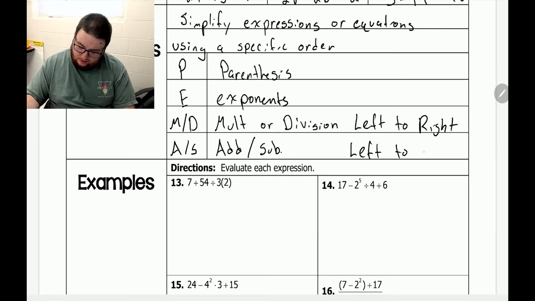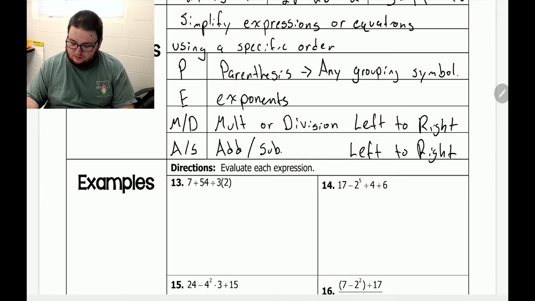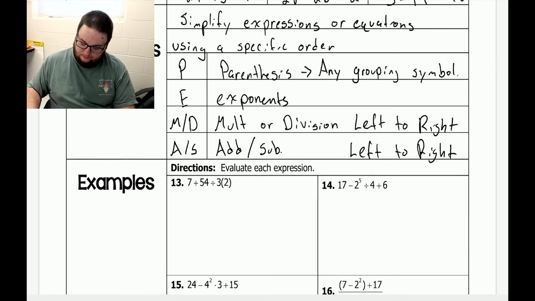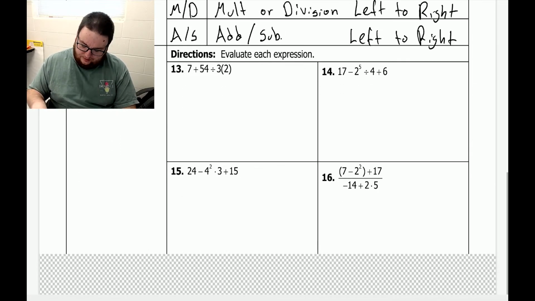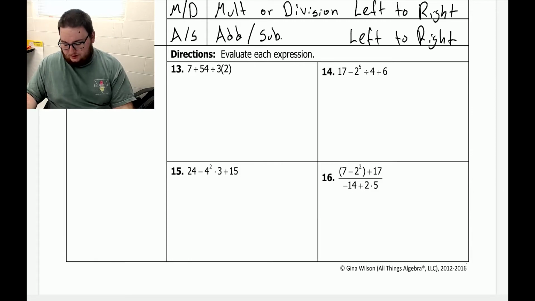And we're going to add something to the parentheses part, and we're going to say any grouping symbol. So in this case, we would consider the absolute value symbols to be a grouping symbol. So if we move down, we're going to have a few examples that you have to use order of operations to solve.